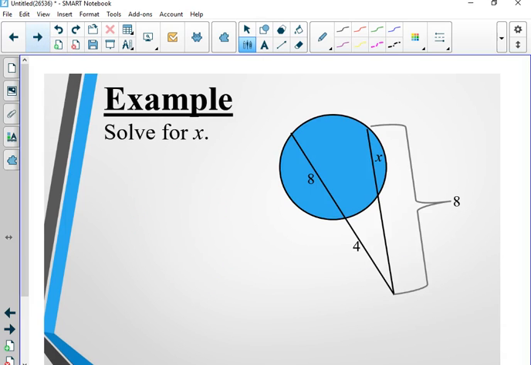All right. So what we have here is 2 secants. So from the same point. So we're going back one rule. This is 12. 8 plus 4. And now we need the outside part right here. Well, let's think about it. If x was 2, the outside part would be 6. If x was 3, the outside part would be 5. So this piece right here is 8 minus x.